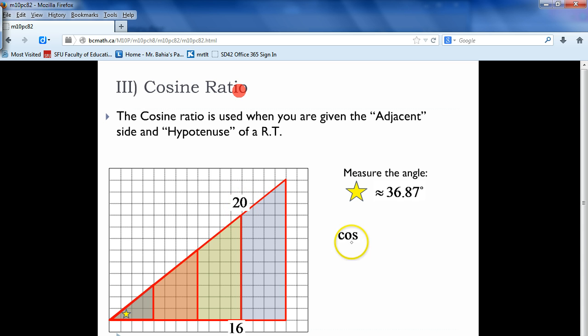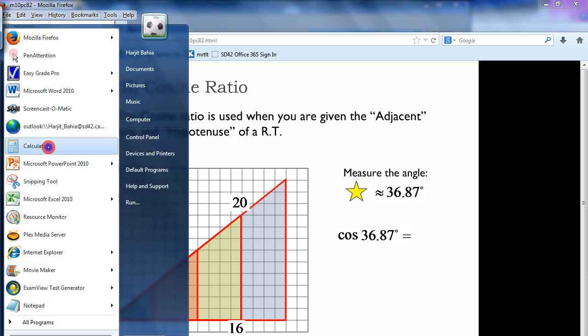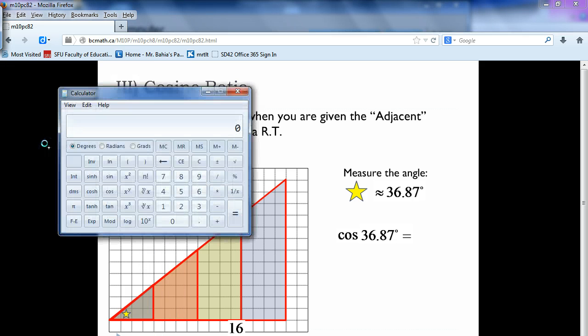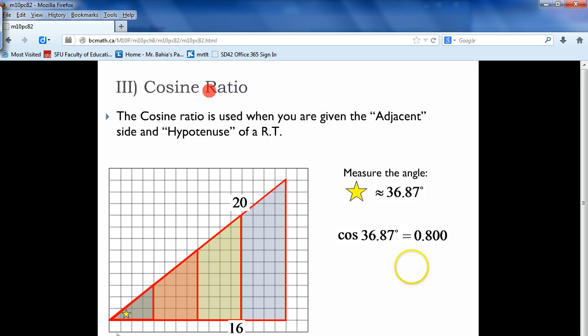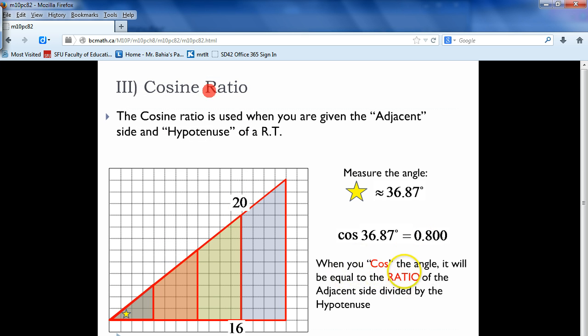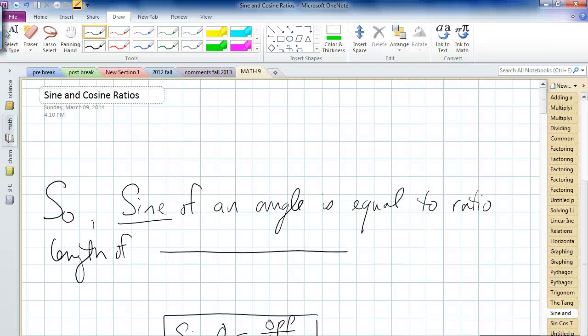So if we were to do the cosine of that angle, what number do you think we should get? Well, if you've been paying attention in the last few lessons, you know that we should be getting 0.8. Let's try it. 36.87. Cosine gives us 0.79999, which, yeah, let's just go with it. It's 0.8. And so when you have a cos of an angle, it would be equal to the ratio of the adjacent side to the hypotenuse. Okay, so that brings us to our notes here.